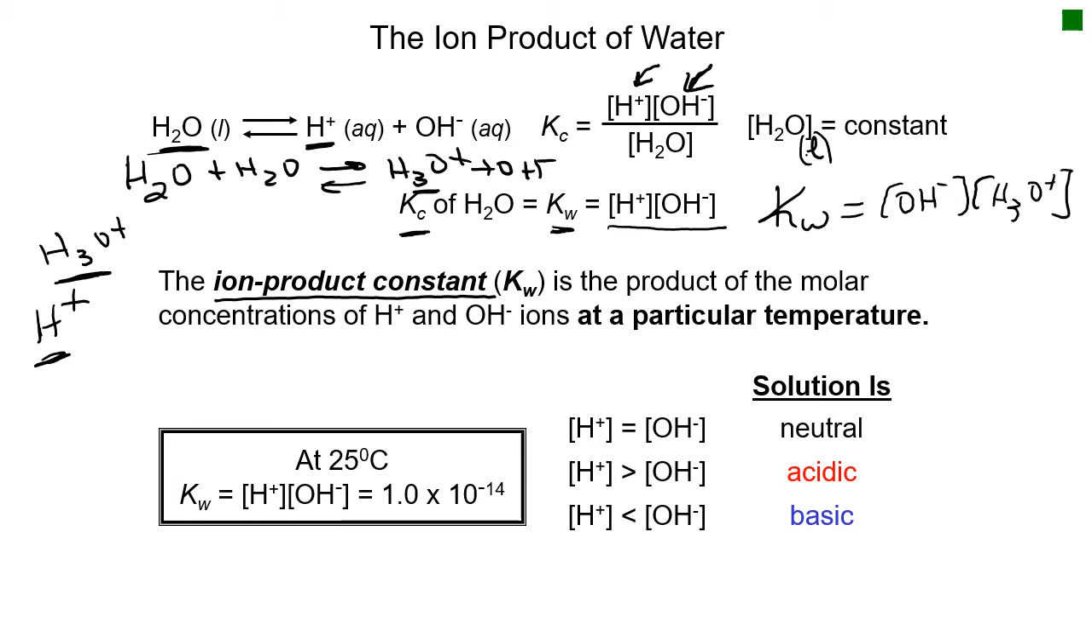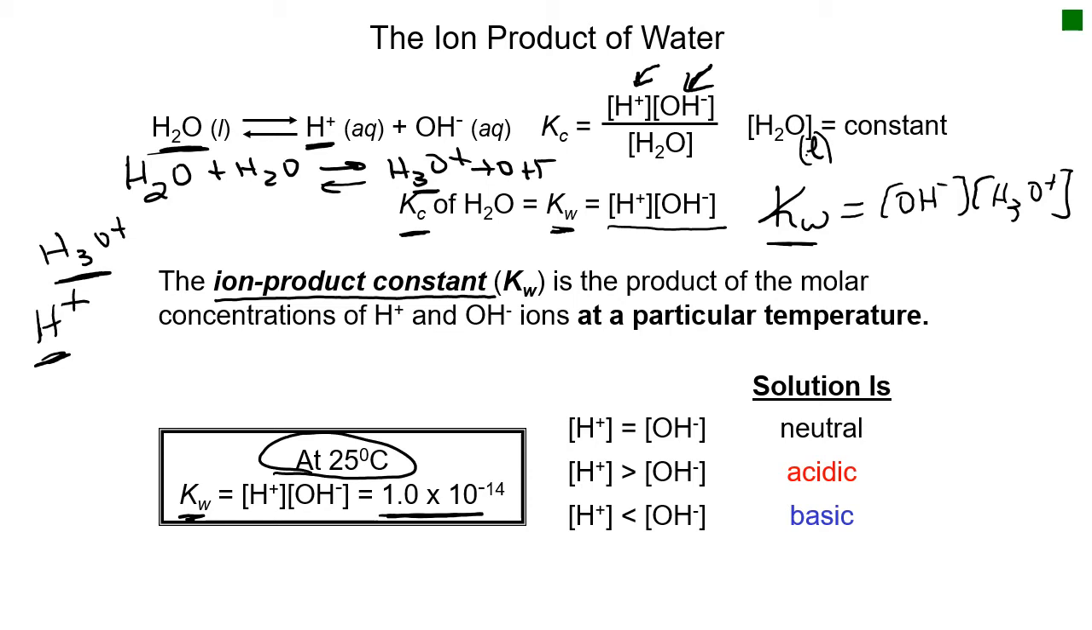Now the value of Kw is going to depend on temperature. As the temperature goes up, Kw gets smaller, but at room temperature at 25 degrees Celsius, Kw is equal to 1.0 times 10 to the minus 14.